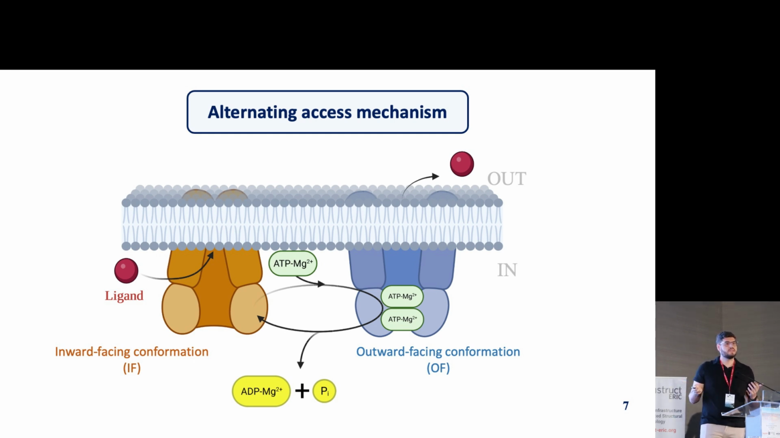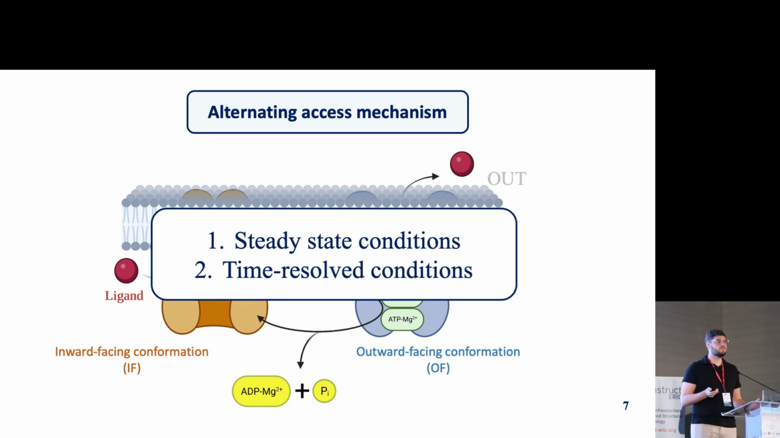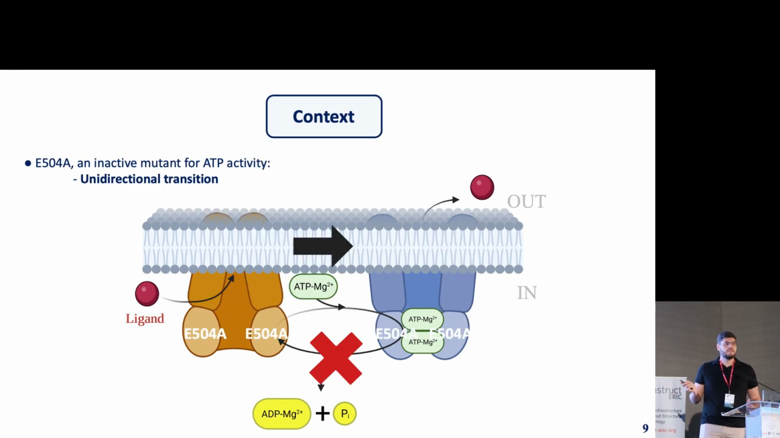This global mechanism is widely accepted for exporters of type 4, but local details are unknown, and the way ligands are transported stays elusive. So my scientific question is to unravel the different states of this mechanism and how ligands can be transported by BmrA. I use two approaches to answer this question, in steady-state and time-resolved conditions. During my talk, I'm going to focus on the transition from the inward-facing conformation to the outward-facing conformation. We use a trick to get only this forward transition: an inactive mutant for ATPase activity.